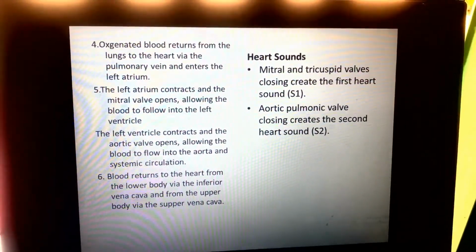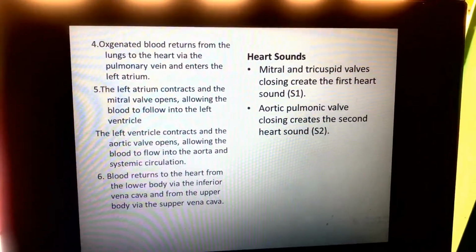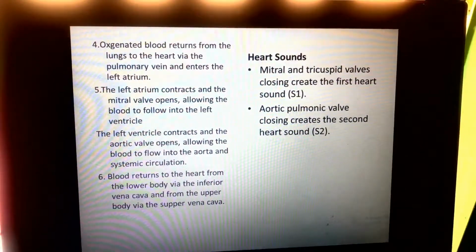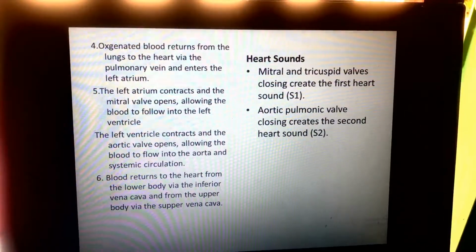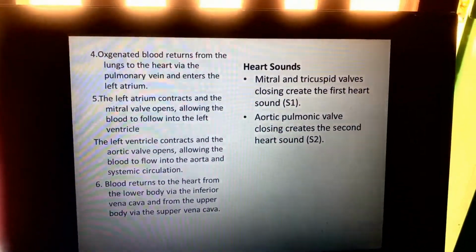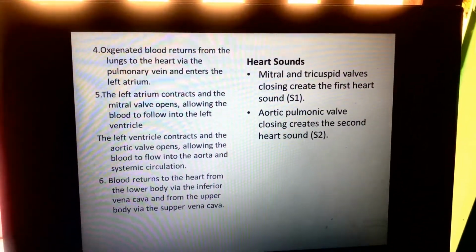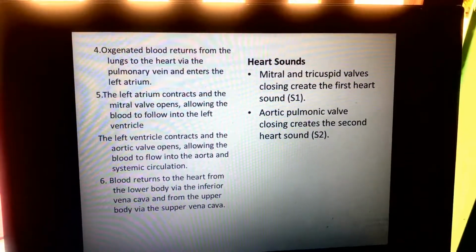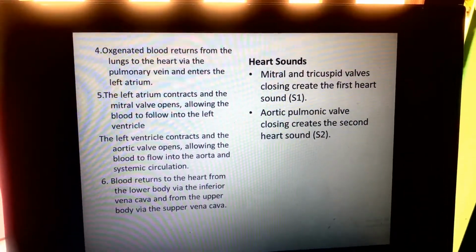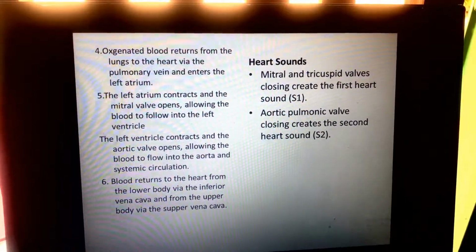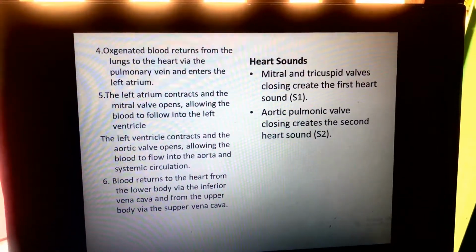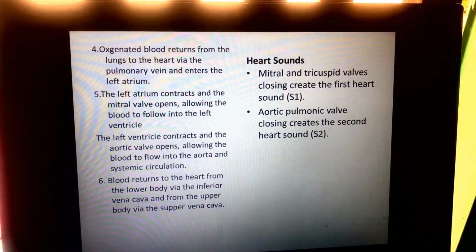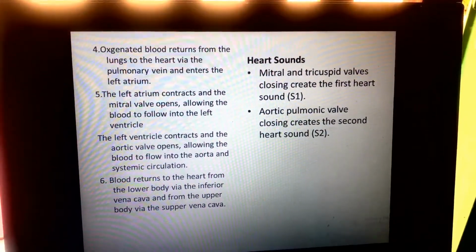Blood returns to the heart from the lower body via the inferior vena cava and from the upper body via the superior vena cava. I think this is understandable. It is very important to understand the blood flow. That will enable us to understand the pathophysiological conditions of cardiac pathologies.